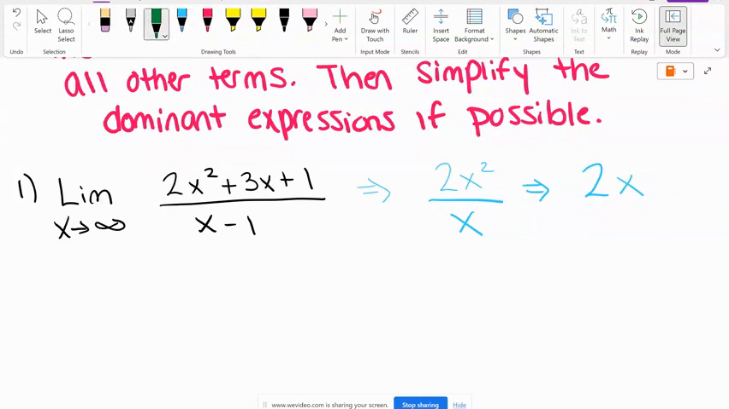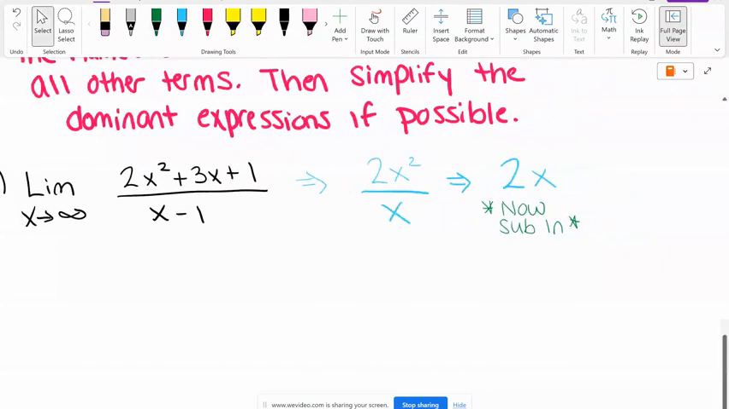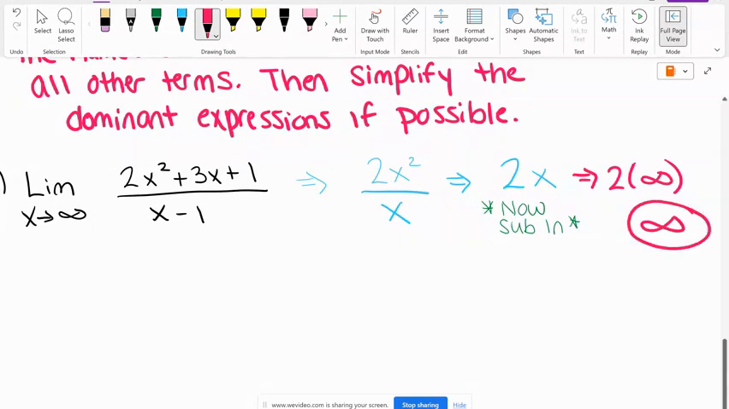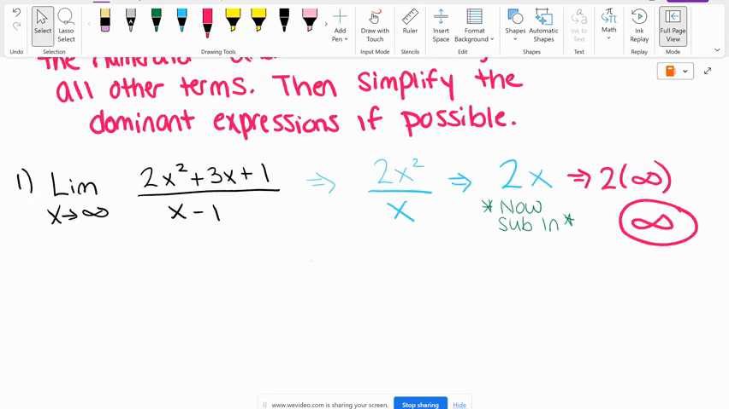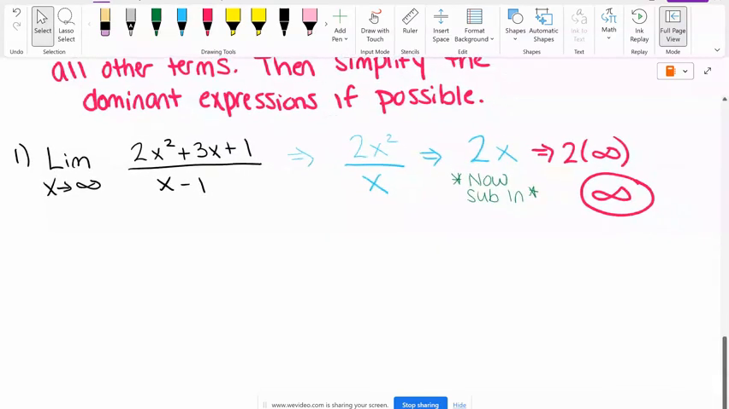At this point, what I want you to do is sub in. What am I subbing in this time? Infinity. If I do 2 times infinity, is it still going to be infinity? Yes, so it is infinity. Can I show you the next one? Yes. Is infinity like 0, or any number times infinity is just infinity? There are going to be scenarios where it's not going to be infinity. Let me show you.